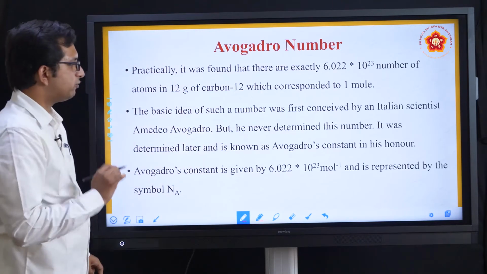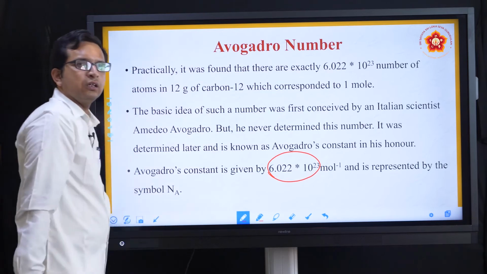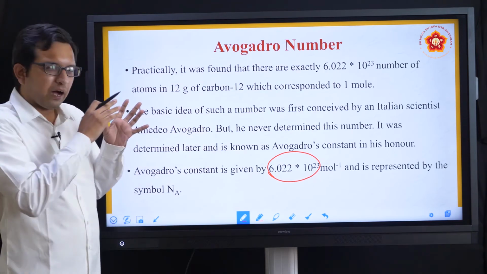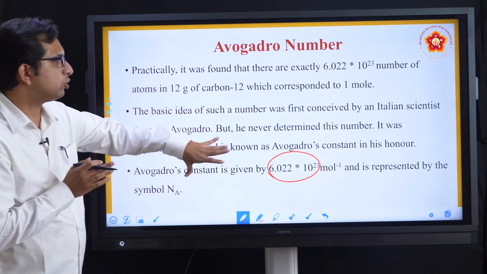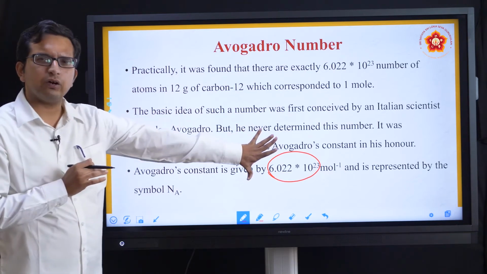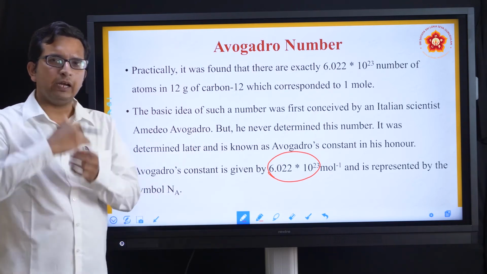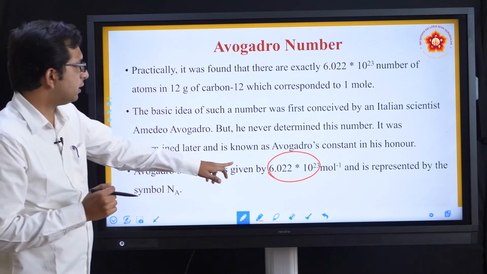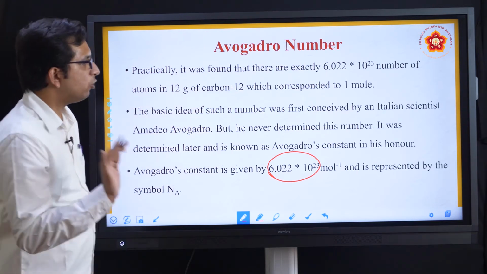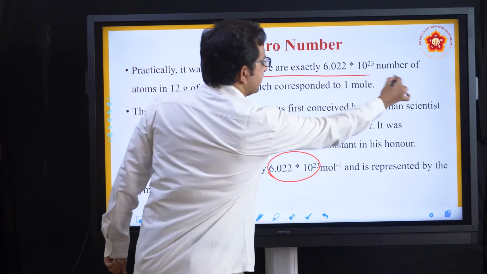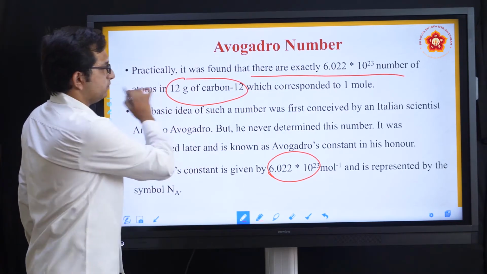Moving further in our studies about the mole concept: Avogadro number. This number, 6.022 × 10^23, the idea was given by the scientist Avogadro, but the problem was he could not directly find out this number. This was found out later, but because he had given the elementary work for that, this number was later on called Avogadro number. So how did they get about it? They found out that there are exactly this number of molecules in 12 gram of carbon.